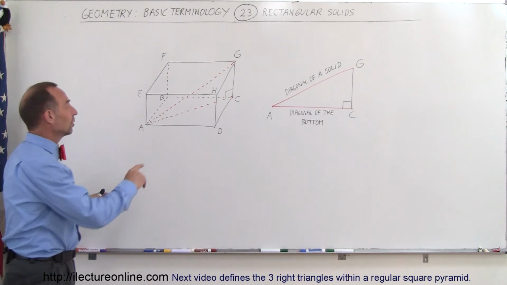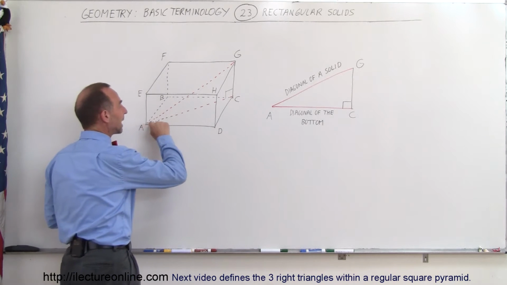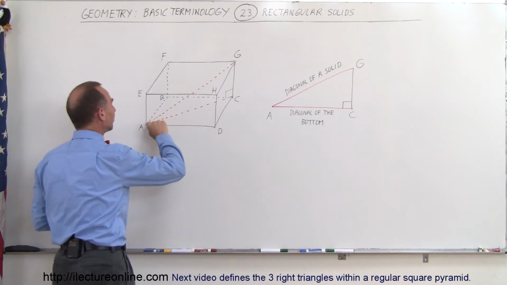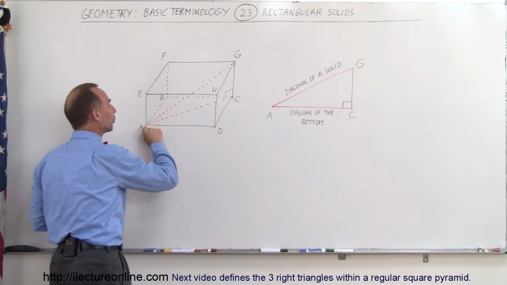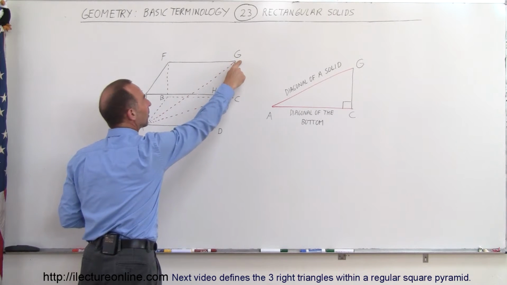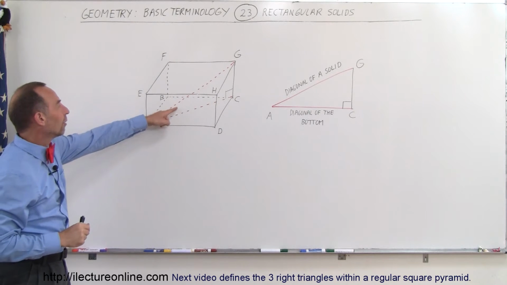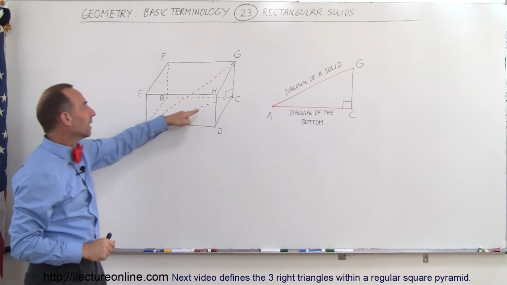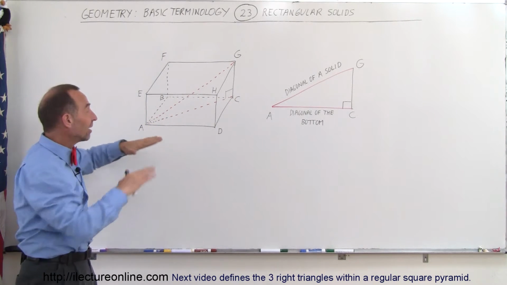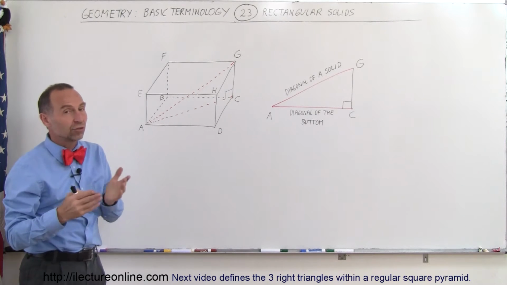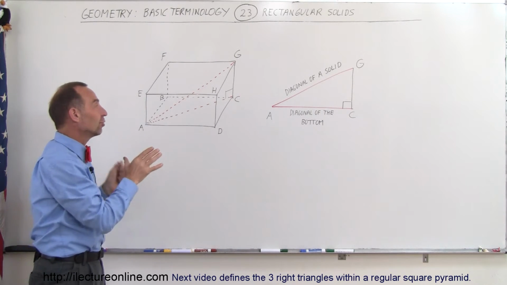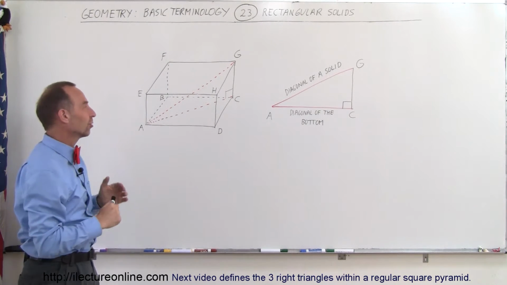Also notice that we drew a line along the diagonal of the bottom, and we drew a diagonal from the left bottom corner to the back top right corner. That is called the diagonal of the solid. And this would then be the diagonal of the face, in this case the diagonal of the bottom. Of course, the length of the diagonal of the faces will depend upon the size of the faces as well.